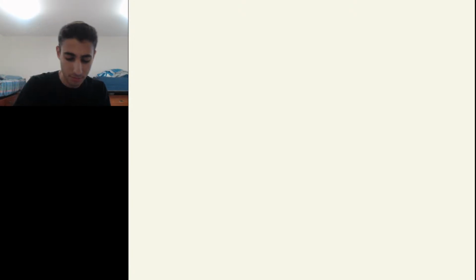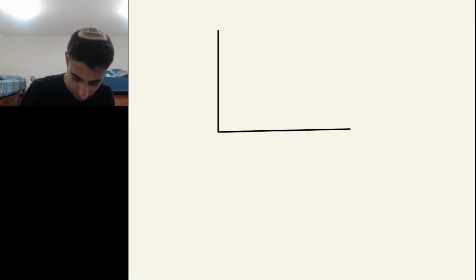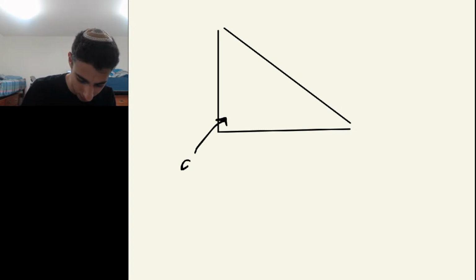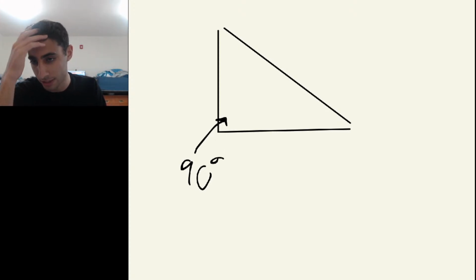Happy, good. You want a right triangle, right? So let's make our right triangle. Okay, one of them has to be 90 degrees, right? One of the angles. So we're going to make that this one. This one is 90 degrees. Now you want one of the other ones to be sine of 90 degrees.